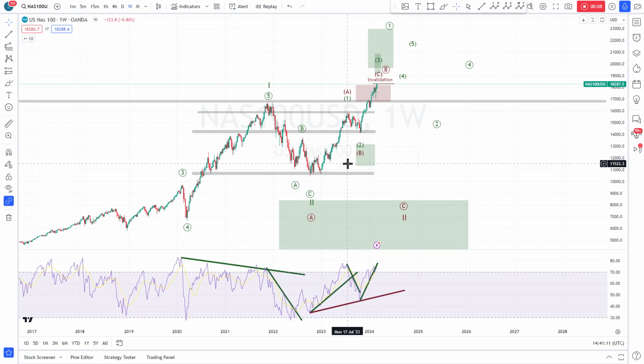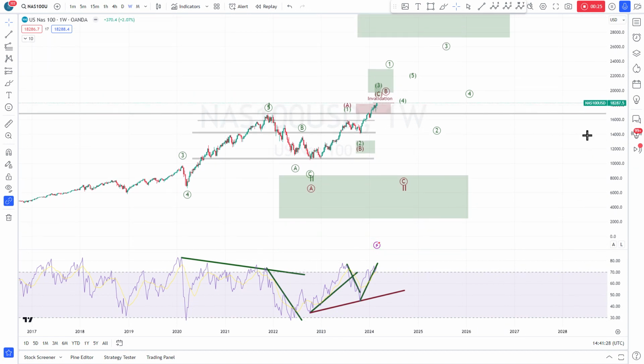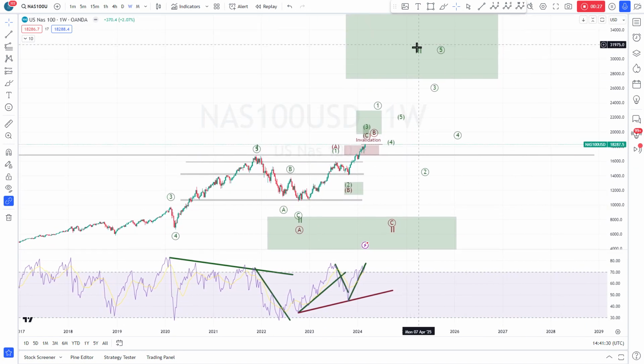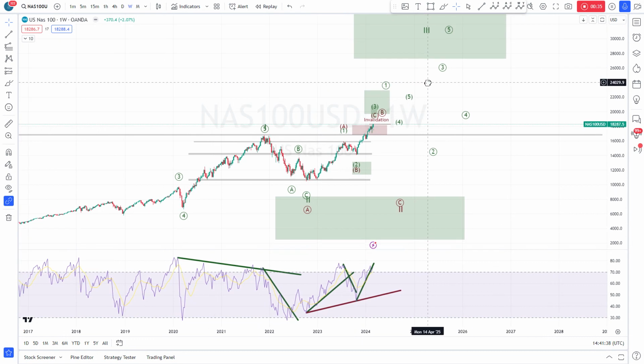So here we are looking at the weekly time frame, and the primary scenario is suggesting that we made a wave 1 high right here, came down as a wave 2, and from here we are working on our third wave up. Where is it? Somewhere here. So this is our target area, and we should go there in 5 waves.